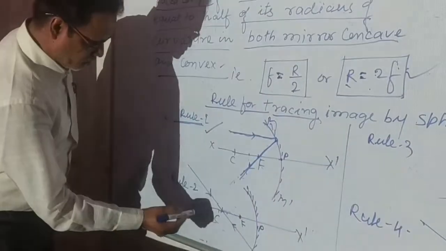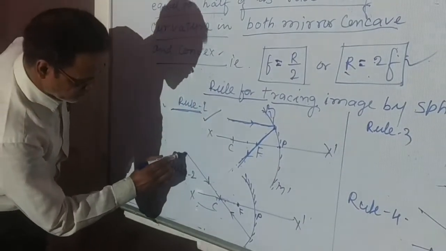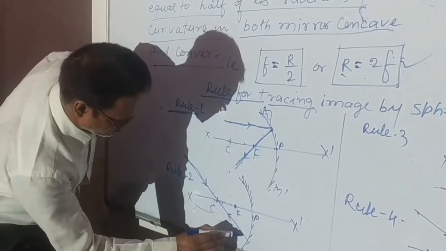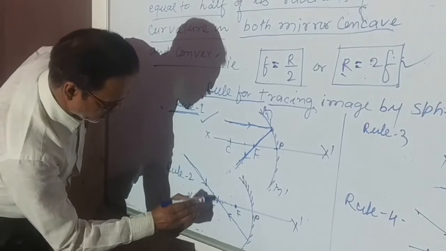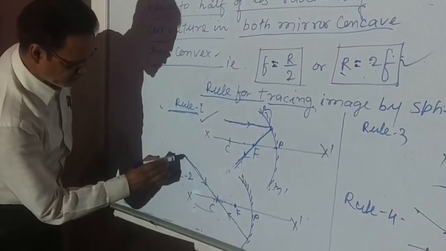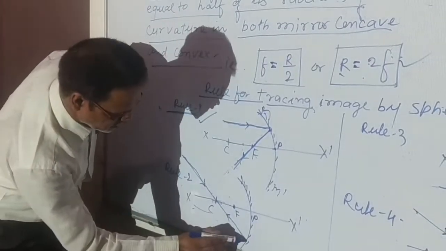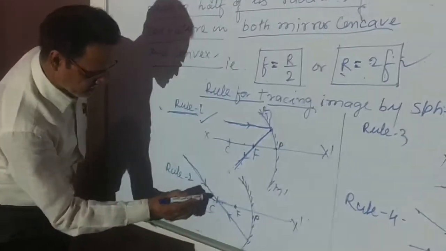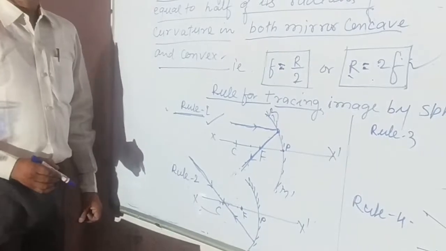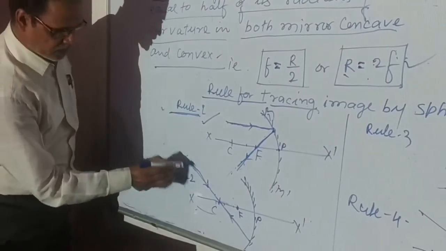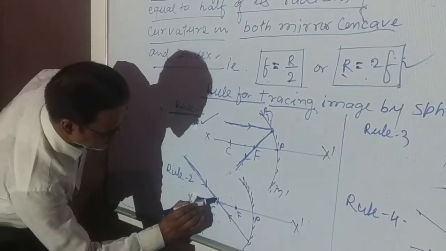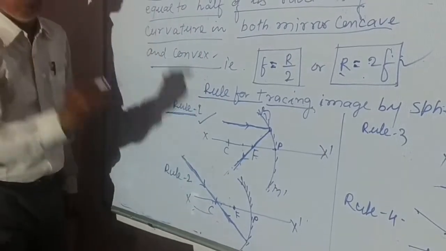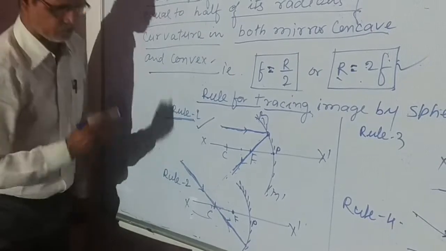Second rule: when the incident ray is passing through the center of curvature, then it reflects back on the same path. यदि ये सेंटर ऑफ कर्वेचर से गुजरता है in this way, incident ray, then it reflects back on the same path. Okay, this is the second rule.